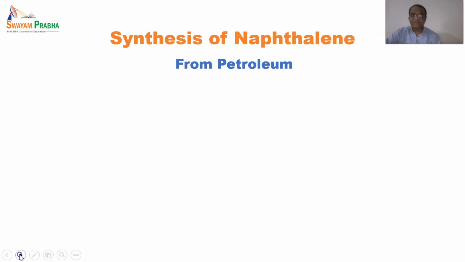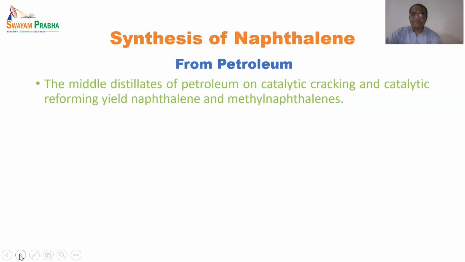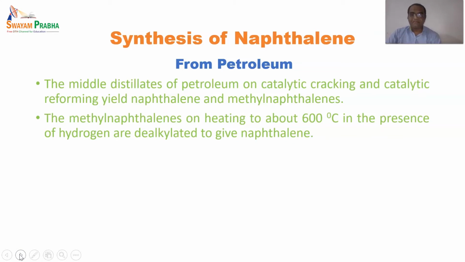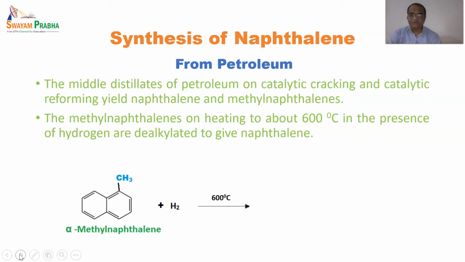Synthesis of naphthalene from petroleum. The middle distillate of petroleum on catalytic cracking and catalytic reforming yields naphthalene and methyl naphthalene. Methyl naphthalene on heating at about 600 degrees Celsius in the presence of hydrogen is dealkylated to give naphthalene. So this is how it happens: alpha methyl naphthalene or 1-methyl naphthalene in the presence of hydrogen at 600 degrees Celsius forms naphthalene, and also gives a hydrocarbon, that is methane, an aliphatic hydrocarbon.